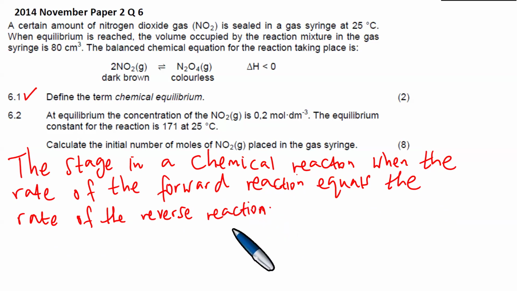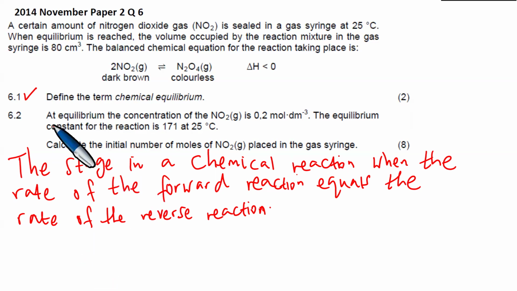I know this is pretty straightforward. Okay, we know chemical equilibrium. What is the meaning of the term? So we're defining the term chemical equilibrium for 2 marks: the stage in a chemical reaction when the rate of the forward reaction equals the rate of the reverse reaction. So chemical equilibrium has to do with rates. We have the rate of the forward, that equals the rate of the reverse. So when the rate of the forward reaction equals the rate of the reverse reaction, then we say we have chemical equilibrium.